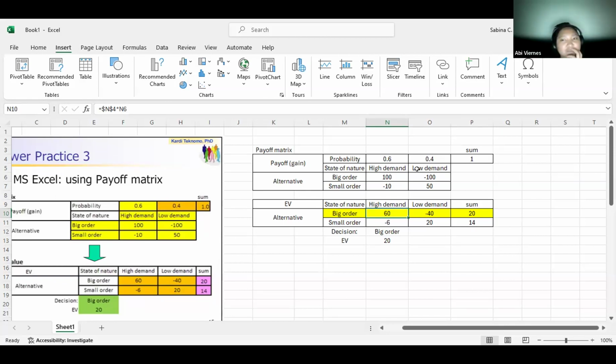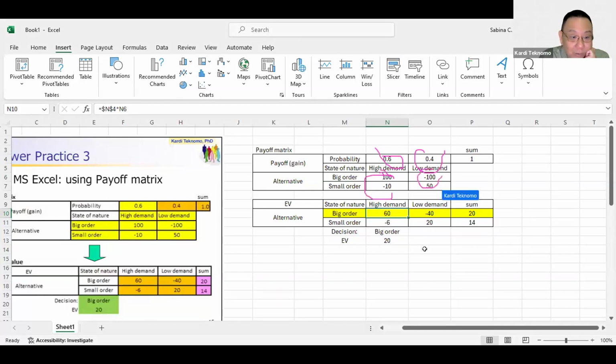For big order, you look at this value that you put here. This is 0.6, 0.4, and the result is big order, right? So this one, 100 and minus 100. Those are the ones that create the risk profile. Wait, sir, I'll do it first. Okay.